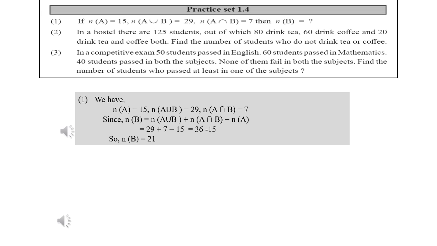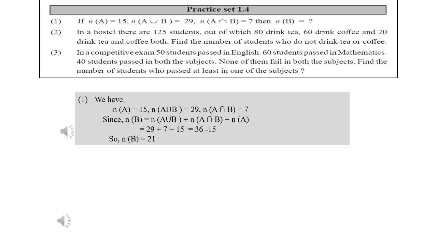Here they have given us the number of elements in set A is 15, the number of elements in A union B is 29, and the number of elements in A intersection B is 7. And we have to find out the number of elements of set B. We have our direct formula which we have learned in the earlier slide.